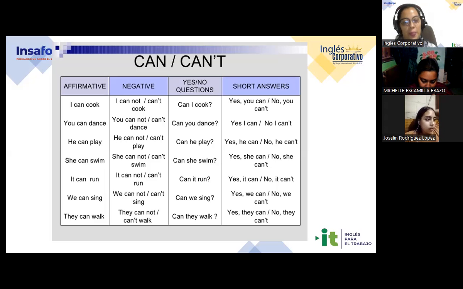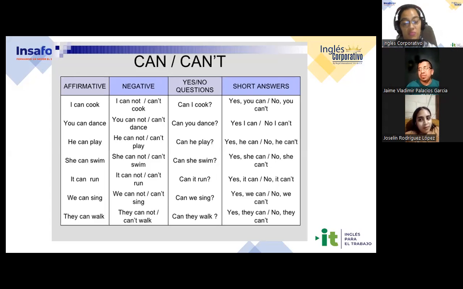Can you talk with new people? Yes, I can. Can you play basketball? No, I can't. Can you cook? Yes, I can. Can you pay money? No, I can't. Can you walk fast? Allá va Jaime, allá va llegando y nosotros todavía aquí. Yes, I can.